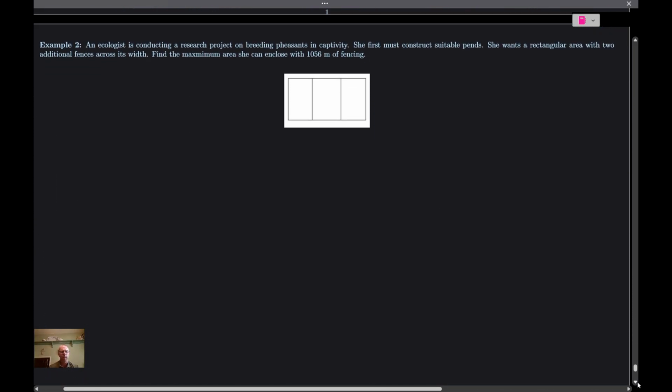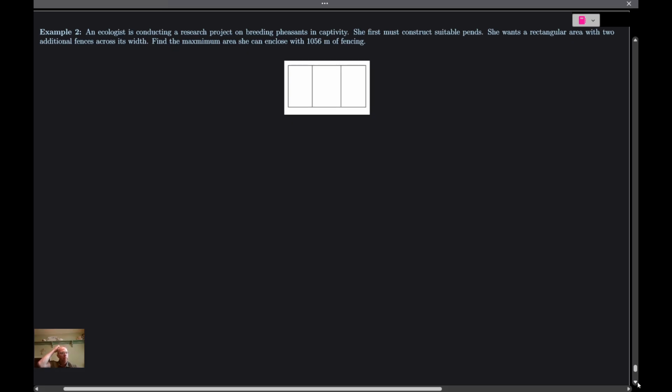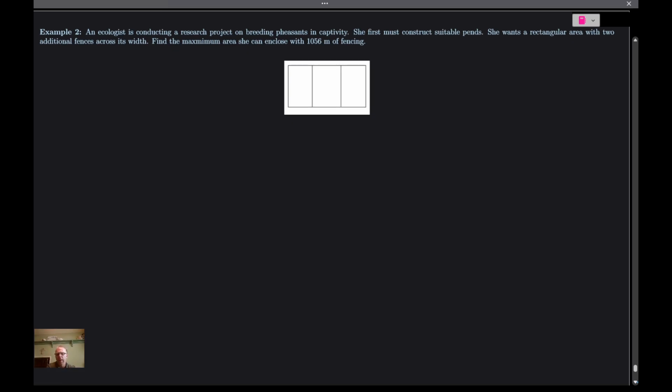All right, so here's another example. We're essentially looking at a fenced area. So we have this fenced area with dividers. We have 3 sections, and we have 1,056 meters of fencing. We want to maximize the area.